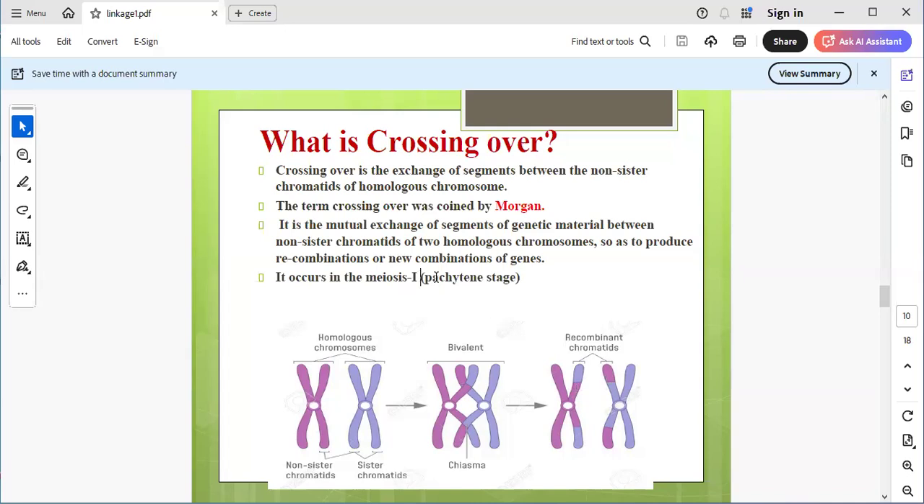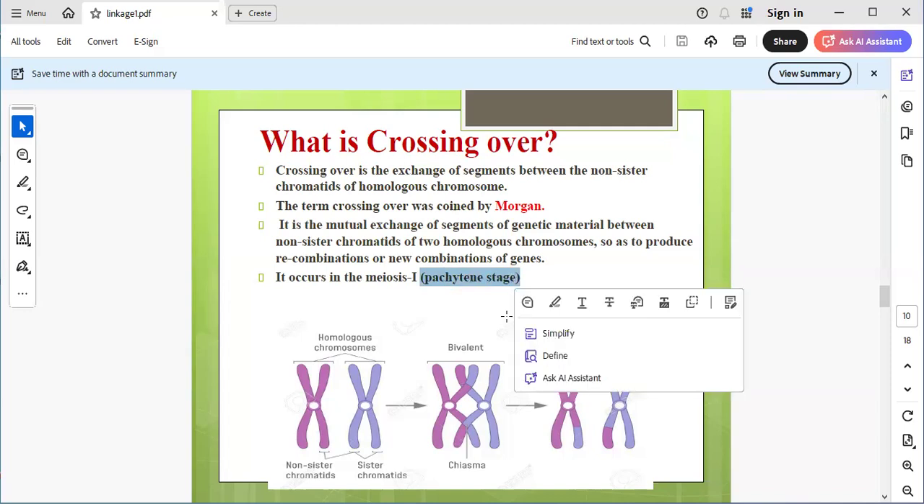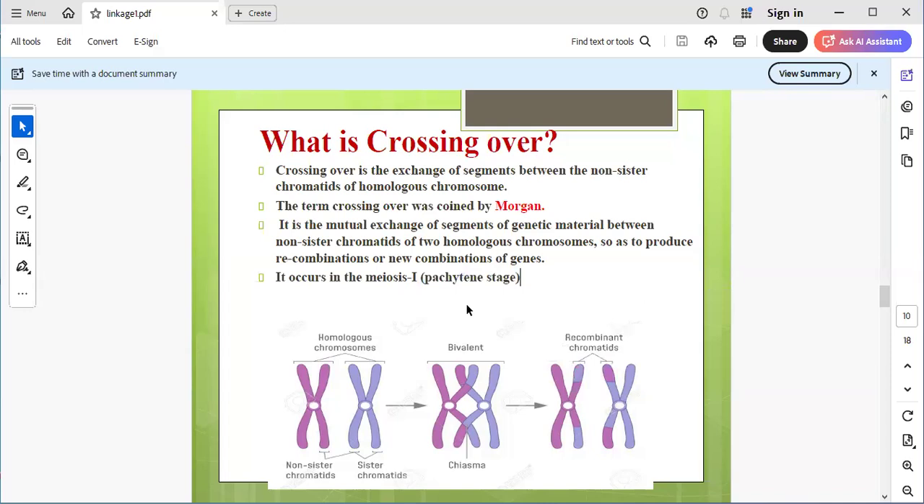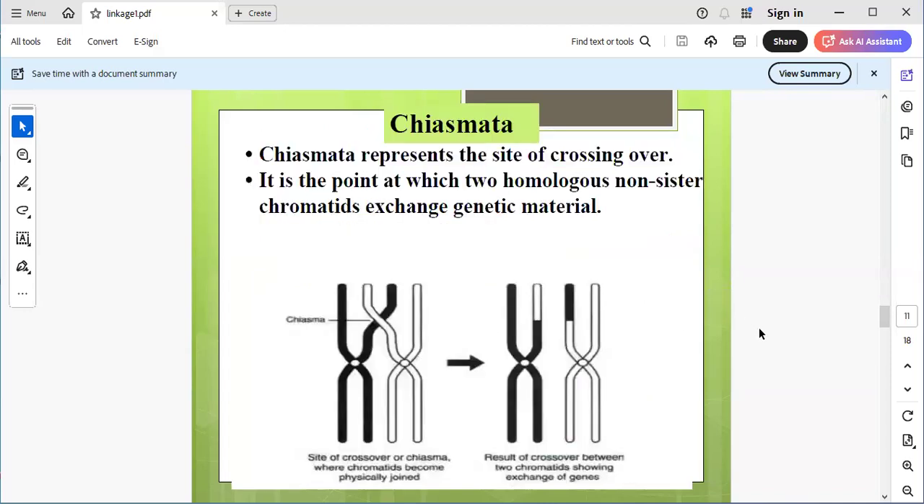And this crossing over takes place in which stage? Pachytene stage, in meiosis 1. So chiasmata represent the site of crossing over, the exact location of the crossing over during cell division. It is the point at which two homologous non-sister chromatids exchange genetic material.